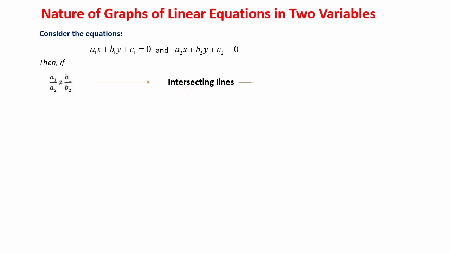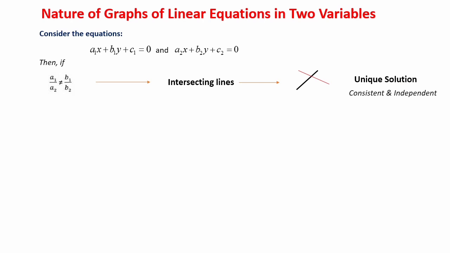Intersecting lines means, as we discussed in the previous questions, the two lines will be meeting at a particular point. That is called intersecting lines. So if the two lines are intersecting, then we can say that the system will have a unique solution. Unique solution in the sense, in the previous question what we got was a unique solution, (5, 2), because there is only one value for x and one value for y. That is called a unique solution.